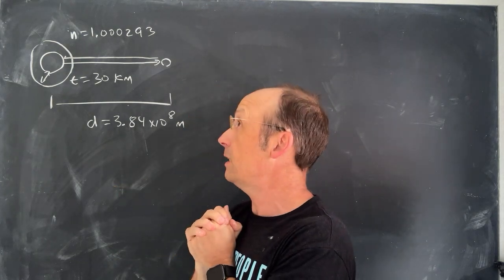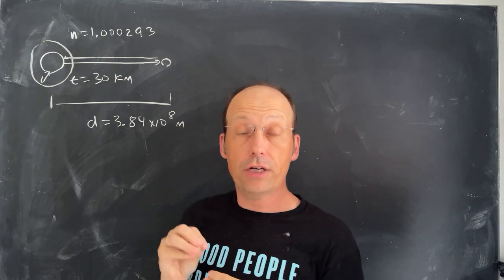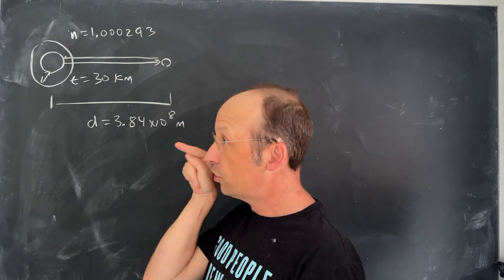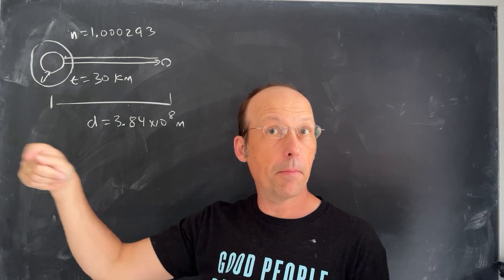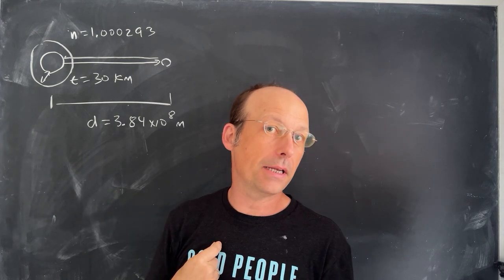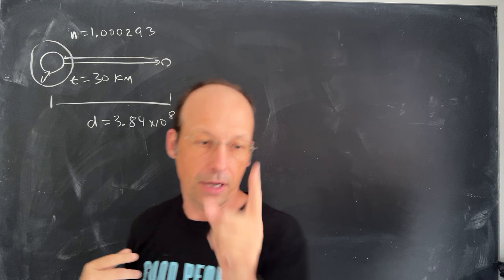The gist of the problem says, hey, there's this retroreflector on the moon, and we can shoot a beam of light to the moon and have it come back. And then by measuring the time it takes, we can determine the distance to the moon. And actually, let me show you.